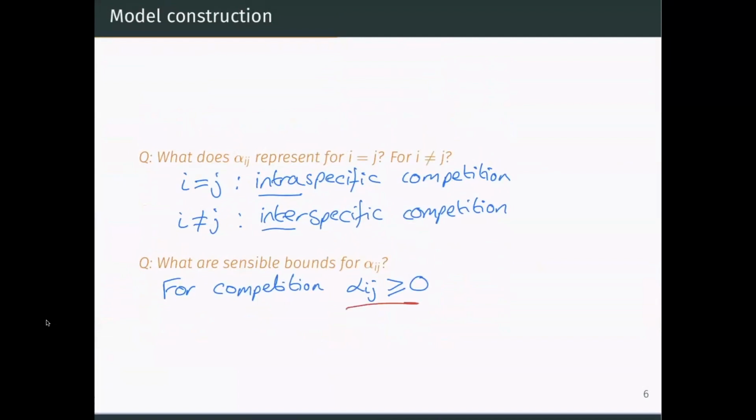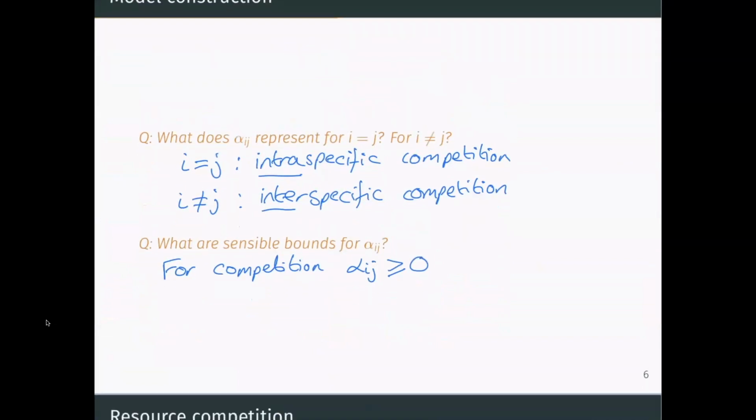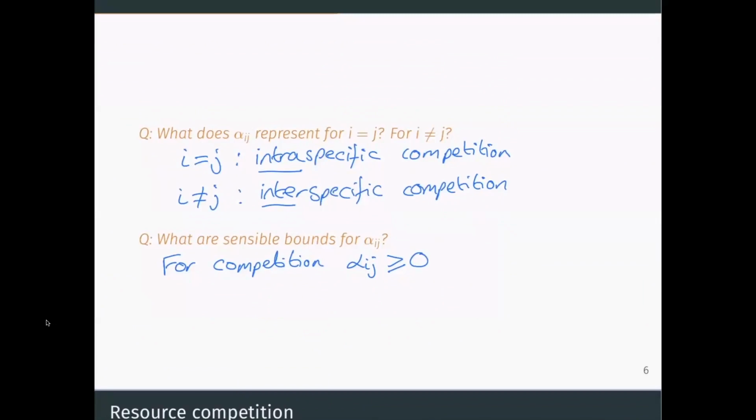So note this way I've set this up at the moment, these alpha ij's are only this way because I have a minus alpha ij in the equations above. If I'd written them as plus alpha ij, then I would want these alpha ij's to be negative correspondingly. Okay. So what other sensible bounds might we have? Well, we're not at this point going to put any additional bounds, but something we'll think about shortly is the difference between inter and intraspecific competition. So we might require, for example, that our alpha ij is always less than or equal to alpha ii.